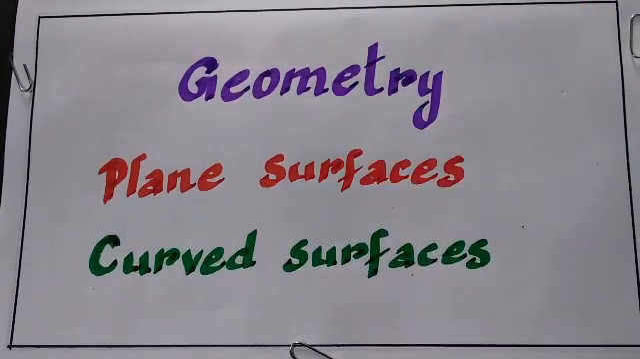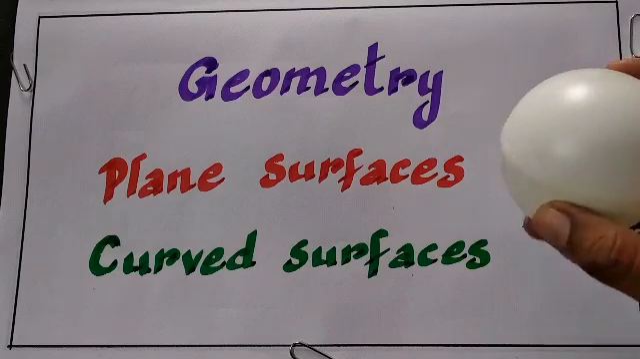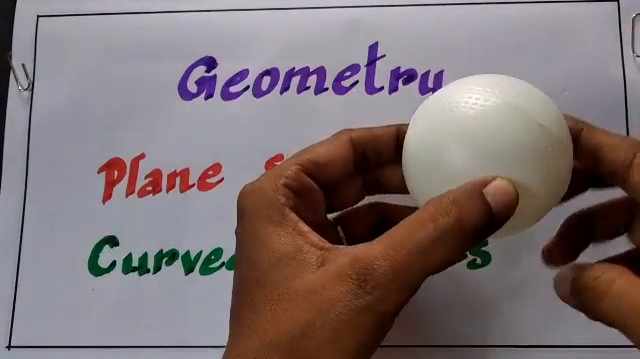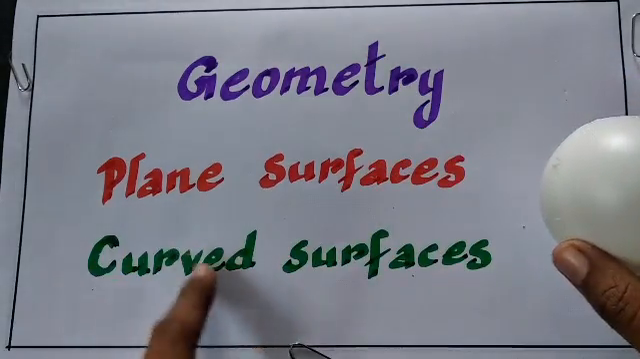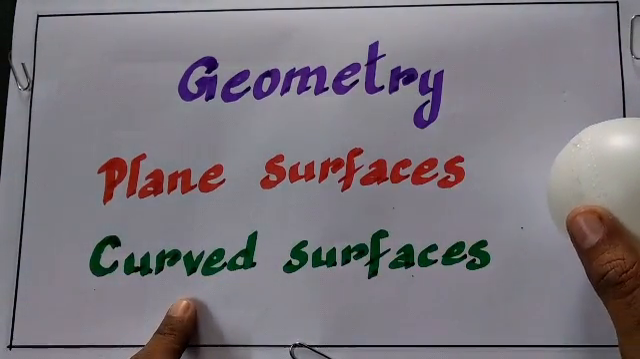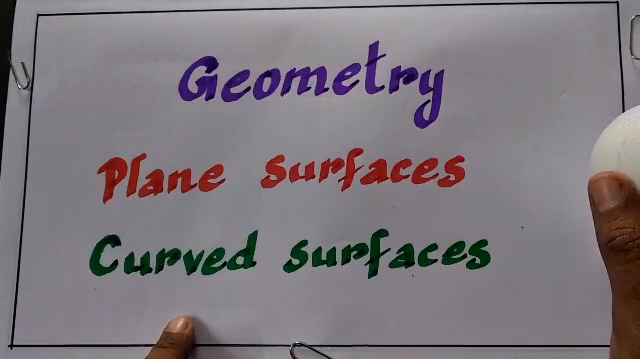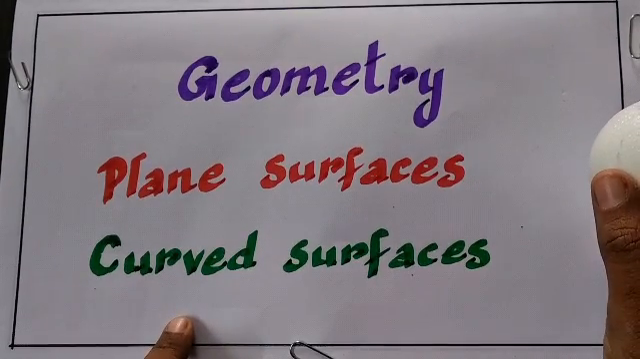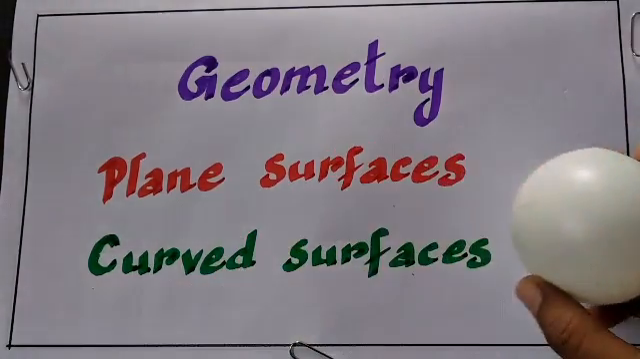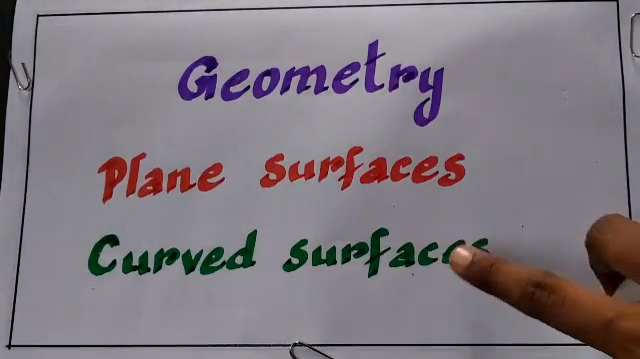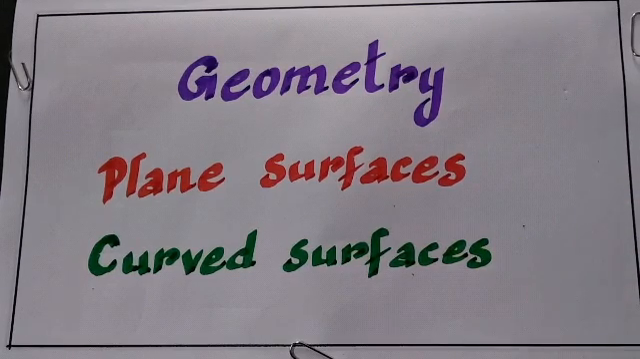Okay, children. When we are talking about curved surfaces, it will have a curved structure. This face will be curved, not flat. Examples for curved surfaces are a ball, flower vase, pot, and cone, cylinder, sphere. All these are curved surfaces.